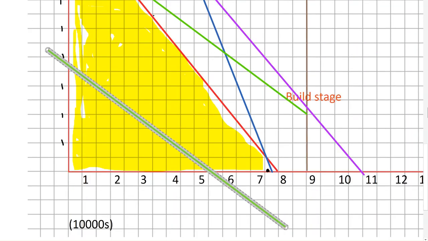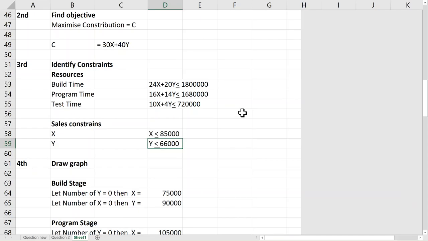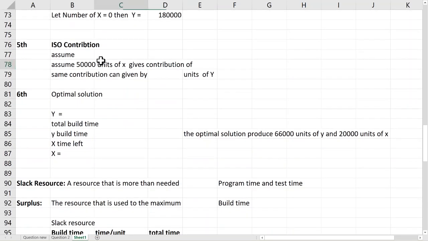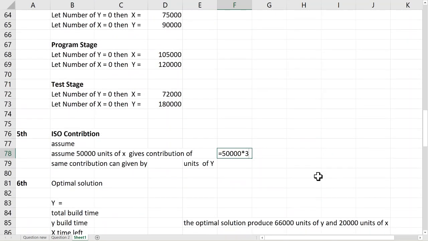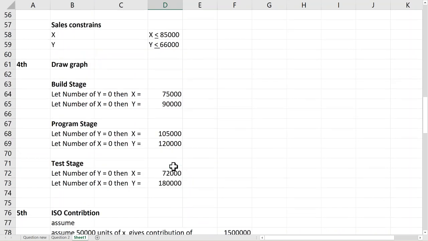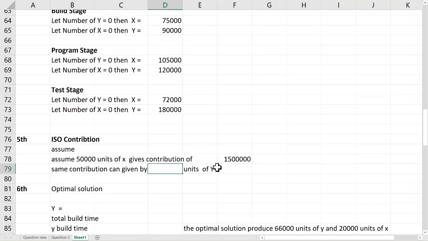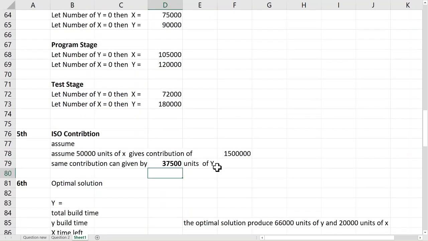The next thing we do is prepare something called an iso-contribution line. I've assumed 50,000 units; you can assume any units. 50,000 units of X will give me how much contribution? If I take 50,000 units of X and multiply by the contribution per unit, which is 30, it gives me 1.5 million contribution. The same 1.5 million will be given by how many units of Y? Dividing by 40 gives me 37,500.